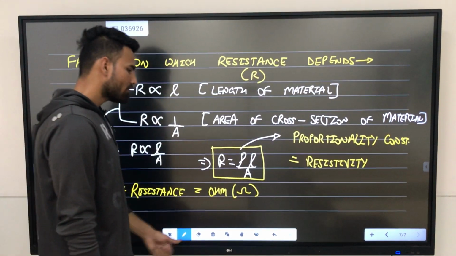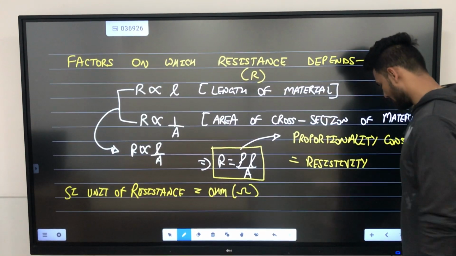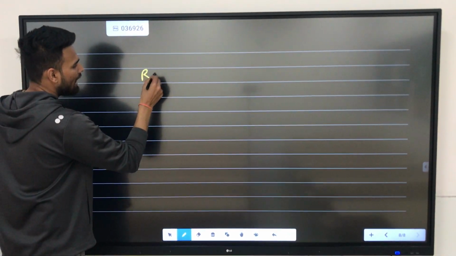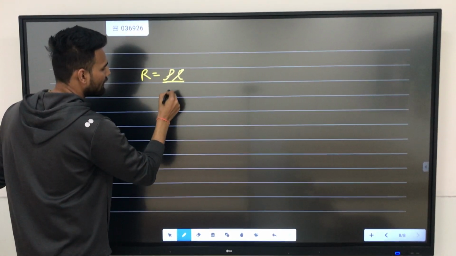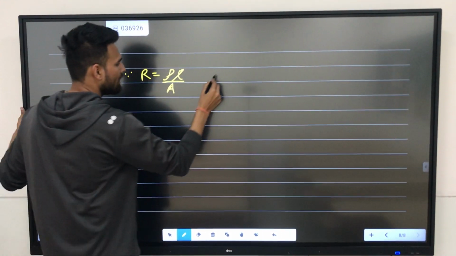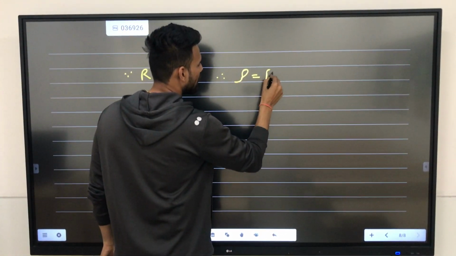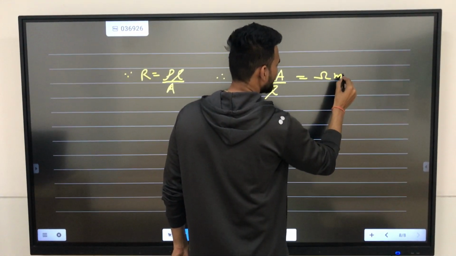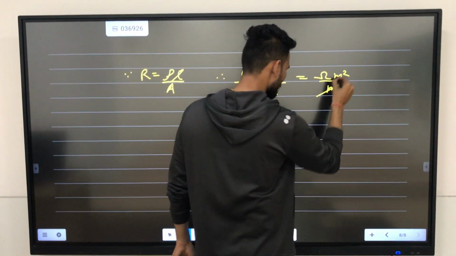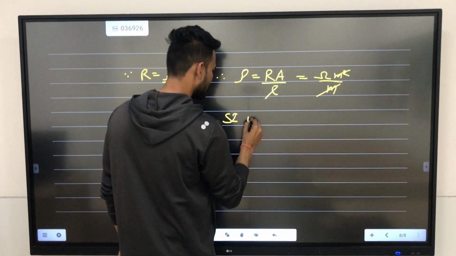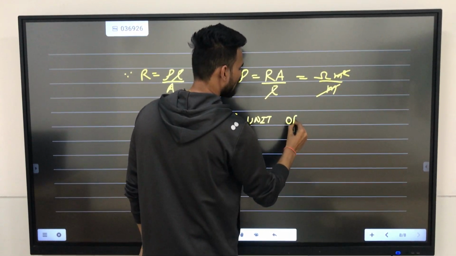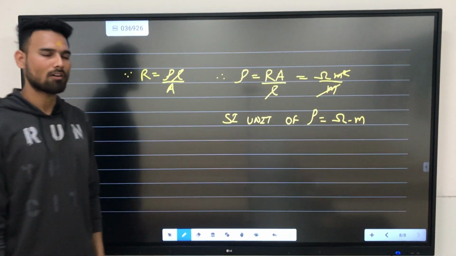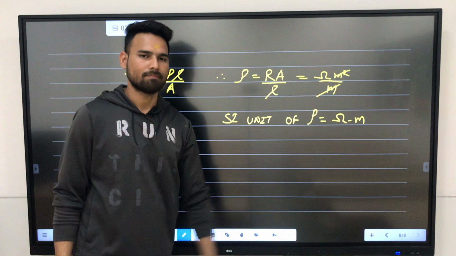Now, if someone asks you what is the unit of resistivity, can you determine it? Yes, we can. How? Let us see. Since R is equal to rho L by A, therefore rho is equal to R A by L. R is measured in ohm, area in meter square, length in meter. So the SI unit of rho is ohm meter. Am I clear or not?